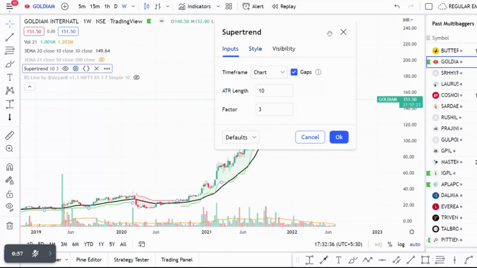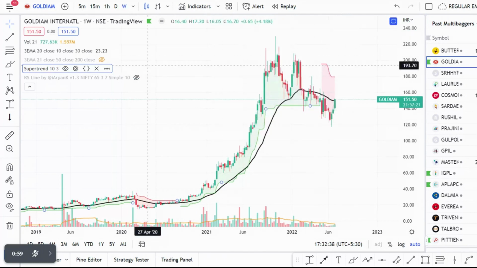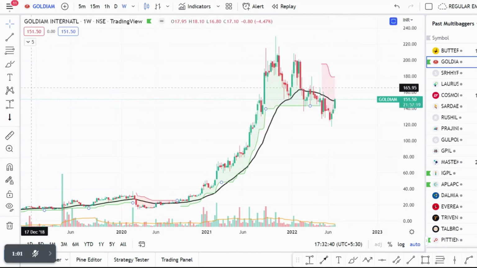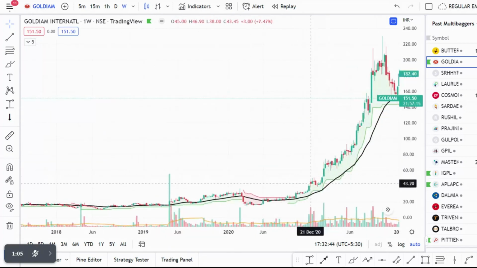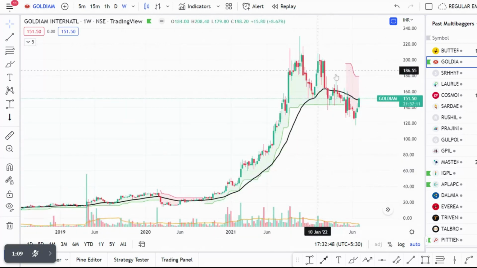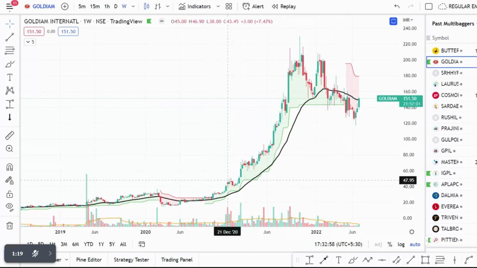Super trend is basically a trend following indicator that can help you to stay in the trend for a longer period of time. Now, for example, let's take the case of Goldium International, where it gave a buy at 21 rupees, and at around 155 rupees it has given us a sell signal, right? So you have ridden the trend for around 700% gains, from 20 rupees to 155 rupees.